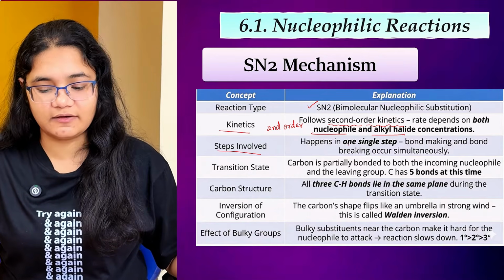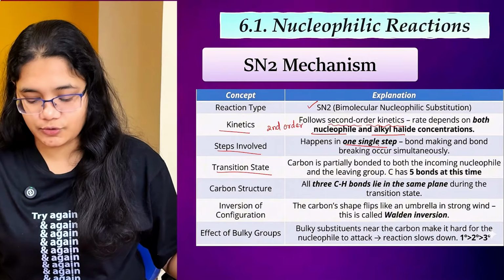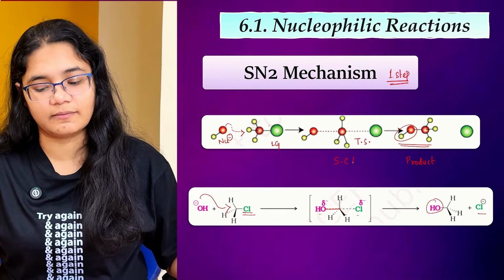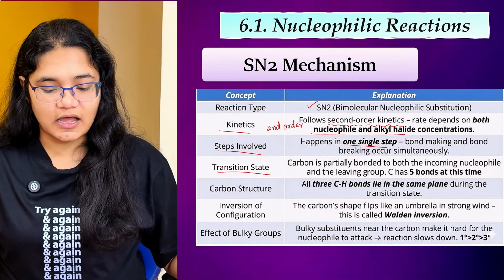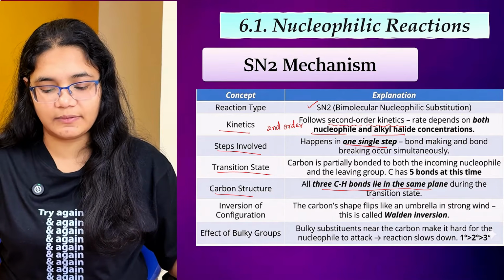Next, how many steps are involved? It is a single step reaction. Transition state: you can see that there is no intermediate formed, but a transition state is formed where the carbon has 5 bonds. Next, the carbon structure in the transition state: all the CH bonds lie in the same plane during the transition state.